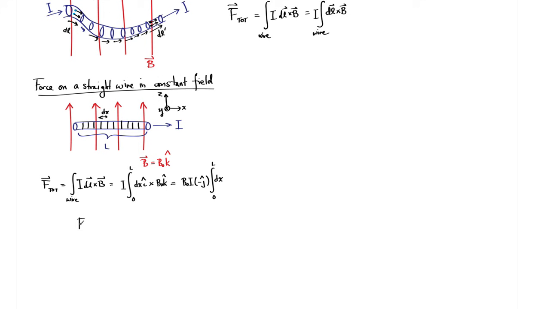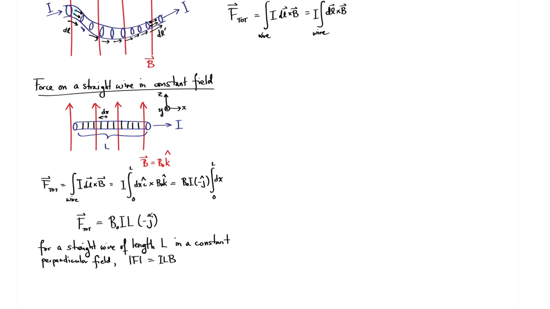So in other words, F total on this particular straight wire is just going to be B naught times I times L, okay? And then it happens to be in the minus j hat direction, okay? So this is a general expression. I'll pause this. If I have a straight wire of length L and a constant and perpendicular field, the magnitude of the force is just going to be equal to the current times the length of the wire times the magnetic field.